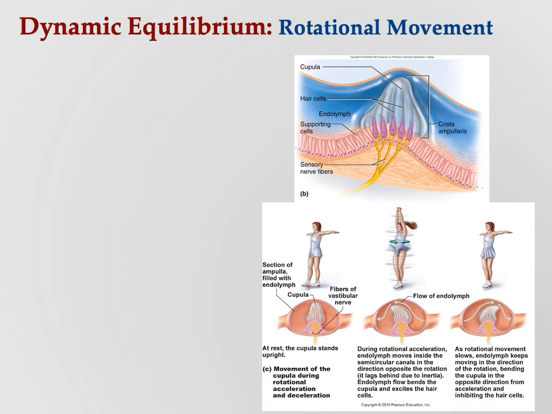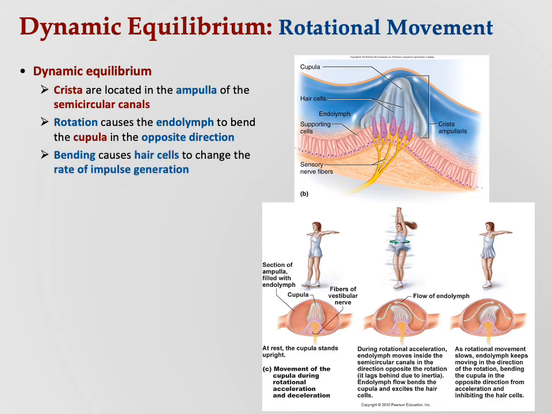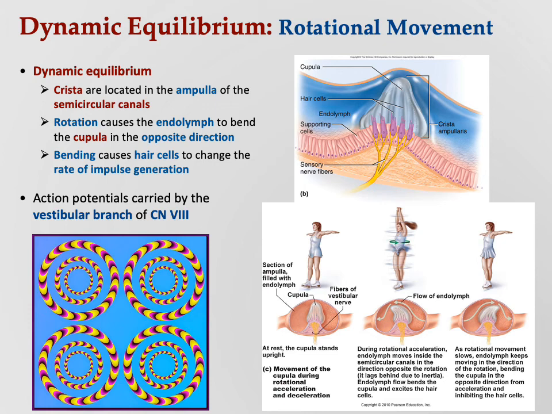So dynamic equilibrium, this is rotational motion. So crista are located in the ampulla of the semicircular canal. So remember, in that wide part down at the base of the semicircular canal, the ampulla, there are these crista receptors, all right? And there's endolymph inside, and there's a little cupula. And rotational motion causes the cupula to bend in the opposite direction. So you see there the ice skater twirling, the cupula will bend in the opposite direction of the rotation. Once again, hair cells will change the rate of impulse generation, and the vestibular branch of cranial nerve 8 will carry that information to the brain. And there you go. There's rotation right there.